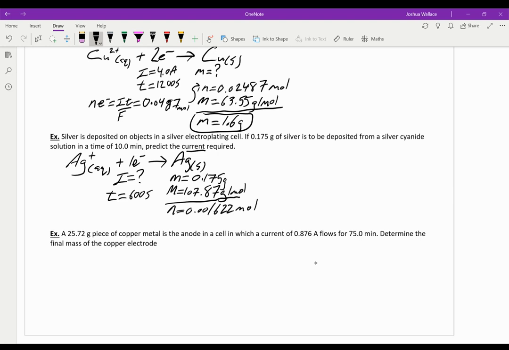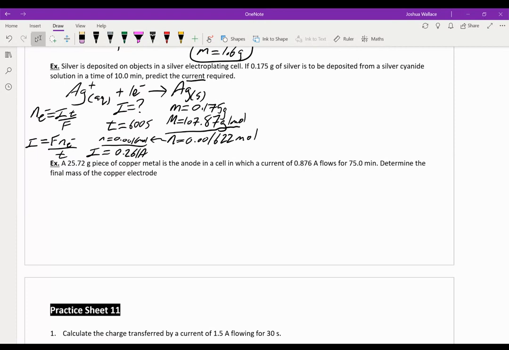And from there, we can use the formula, Ne is equal to IT over F. And we can rearrange to find our I. So this will look like I equals F times Ne over T. We should get a final answer once we're able to find our number of electrons. So N equals 0.0016 mole. We can use this formula here, plug our values in, and we should get a value for I of 0.261.